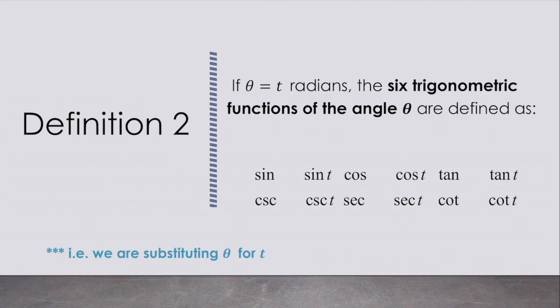Let's go through it. If theta was to equal t radians, then sine of theta would equal t, cosecant of theta equals t, cosine of theta equals t, secant of theta equals t, tangent of theta equals t, and cotangent of theta equals t. I'm not quite sure where all my thetas went, but we are substituting theta for t, where that's our angle. That makes sense that our arc length would be the same because we're in the unit circle, and s equals our theta and r is 1.